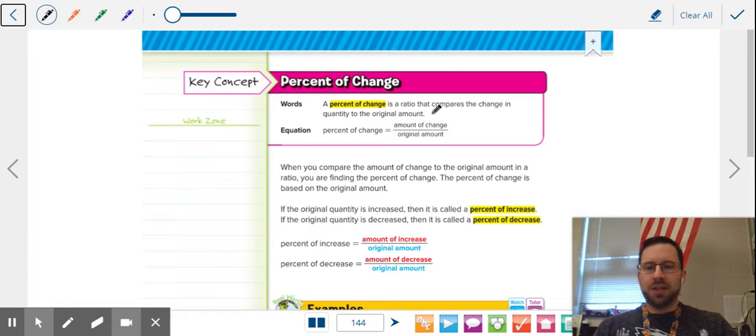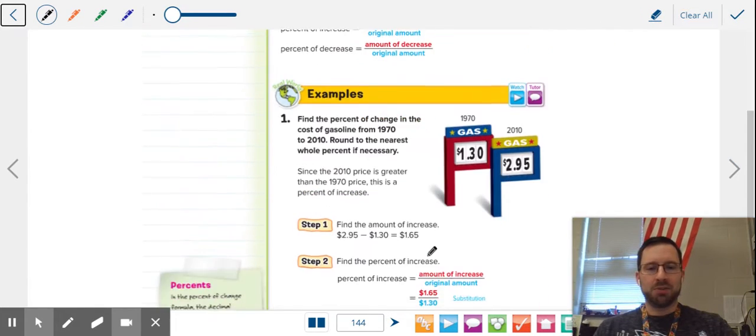What is percent of change? Basically, we're going to be looking at a difference in two numbers. So something either increased or decreased, and what percent it increased or decreased by. The basic principle is you find the amount of increase or decrease and divide it by the original amount. You then either take that fraction and multiply it by 100 to get your percent, or you can take that fraction, get a decimal, and multiply that by 100 to get your percent.